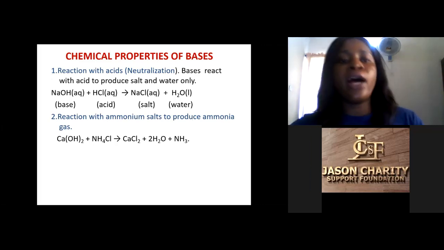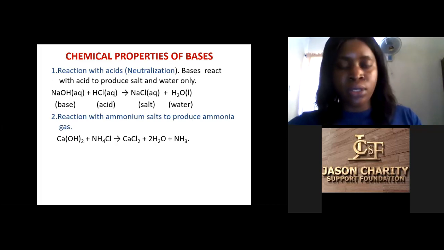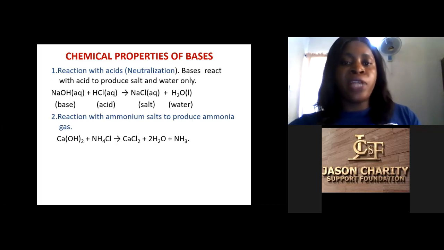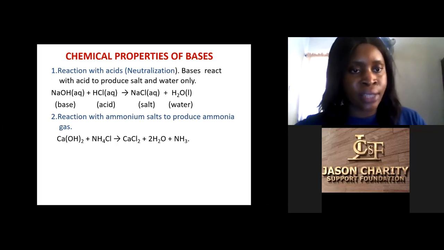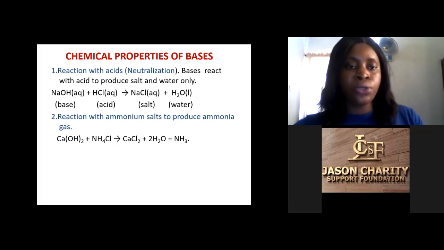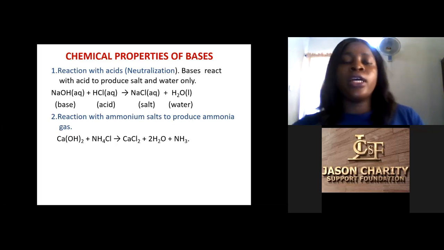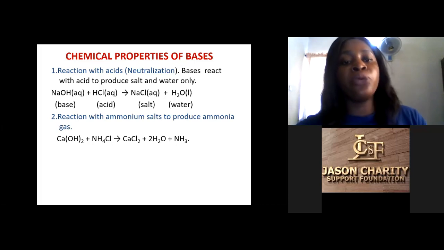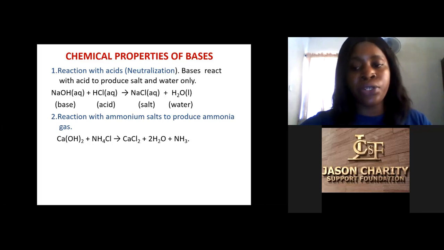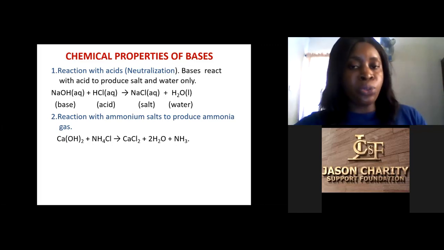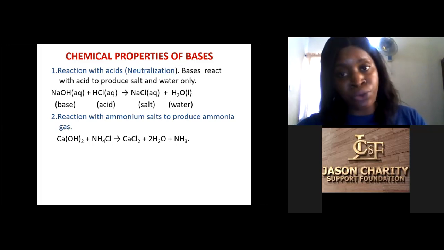And then we also have a reaction with ammonium salt. When a base reacts with ammonium salt, a gas is liberated, and that gas is ammonia gas. So here I have a reaction between calcium hydroxide and ammonium chloride. As you can see, calcium chloride is produced, which is a salt. Water is also produced, and ammonia gas is also produced.